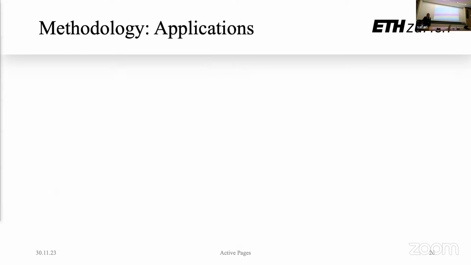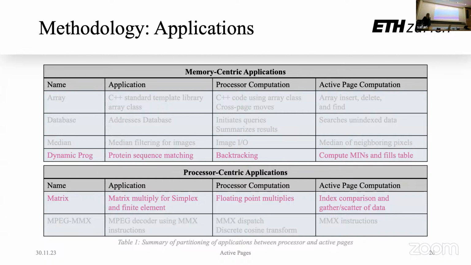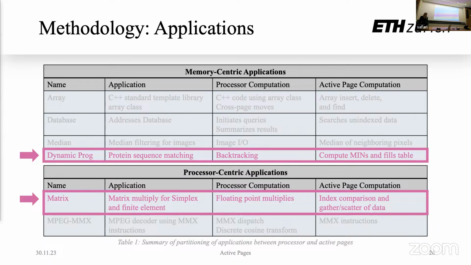Moving on to something more interesting, the applications. To demonstrate efficient partitioning, a wide range of processor-centric and memory-centric partitioning applications were chosen. The key attributes of those applications are summarized in this table. I will focus on only two of them: the dynamic programming, or longest common subsequence, for memory-centric partitioning, and the sparse matrix multiply for processor-centric partitioning.